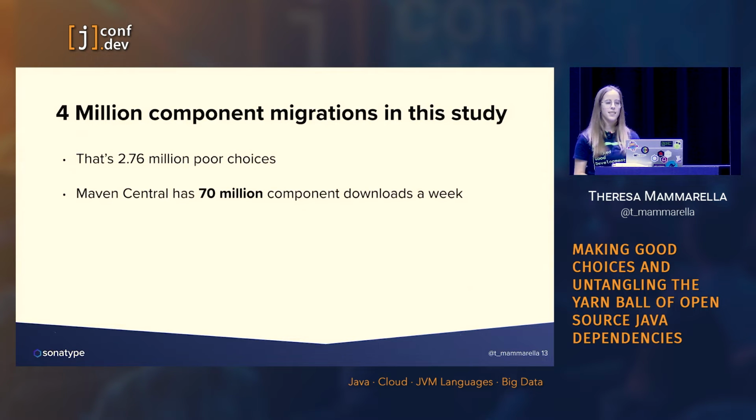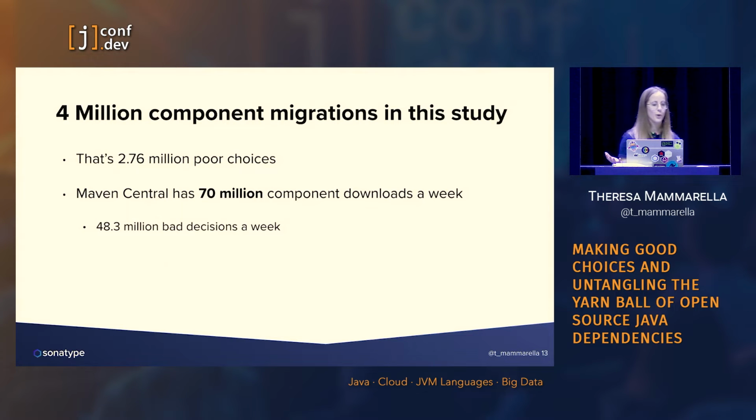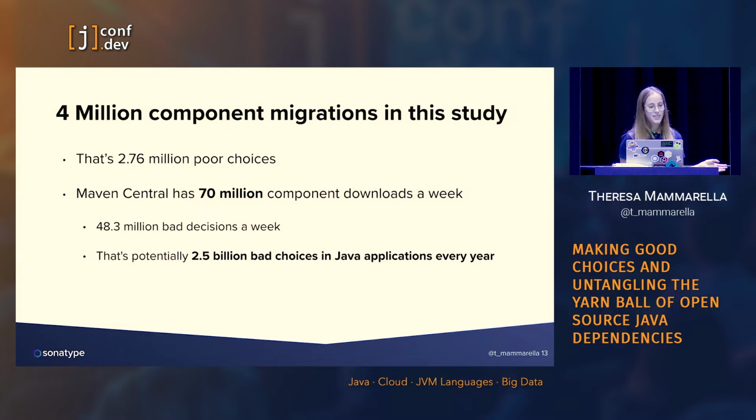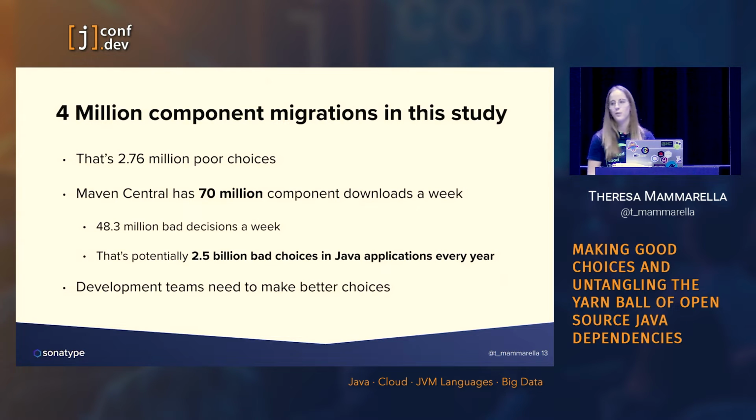Maven Central has 70 million component downloads every single week. And if those are upgrades, that's the potential for 48 million bad decisions happening all the time across the software industry. And potentially billions every year of dependency upgrades that are something that could hurt you. The point I'm trying to make with all this is that developers need to start making better choices. And I shouldn't say developers particularly, but development teams in general.